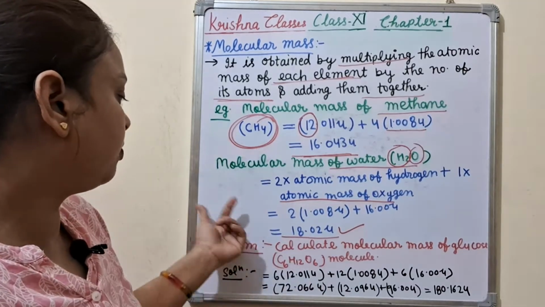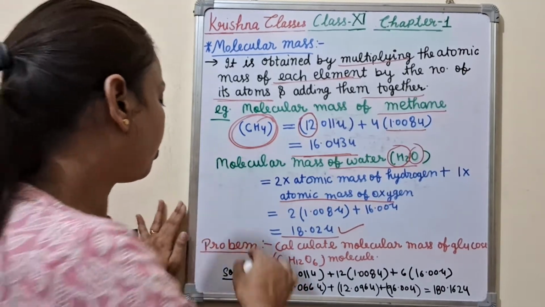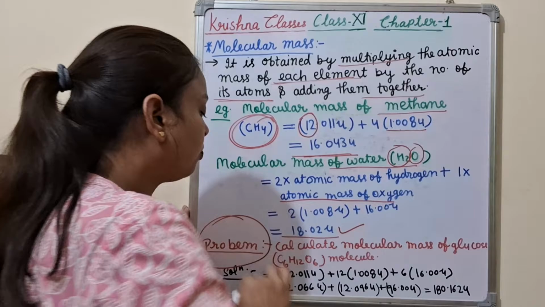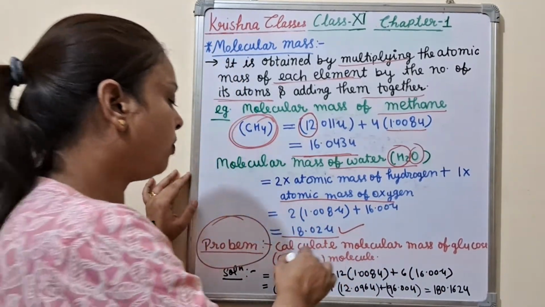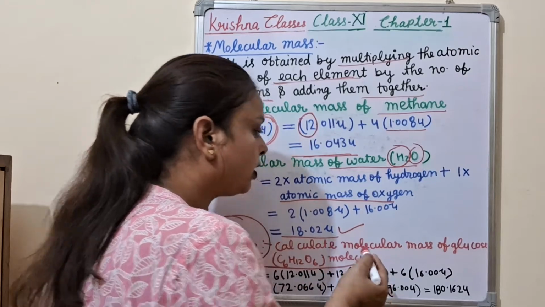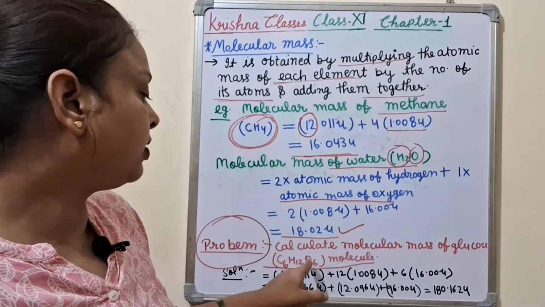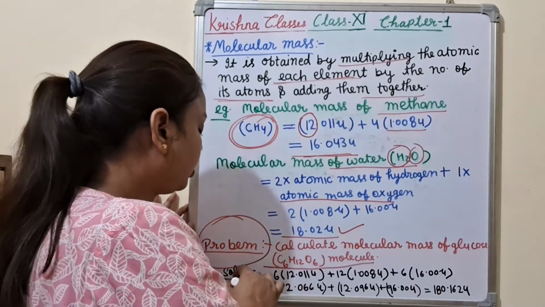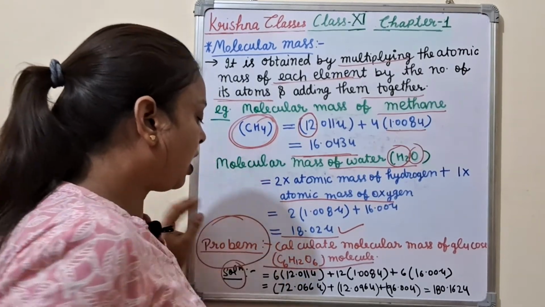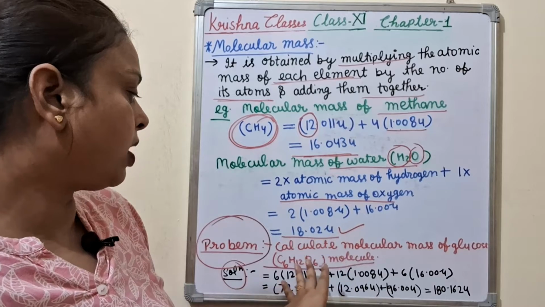Now come to the problems. One problem has been given in your book. Calculate the molecular mass of glucose. You know very well the formula of glucose. What is the formula of glucose? C6H12O6. This is the formula of glucose. Let's start its solution. How can we calculate the molecular mass of glucose?